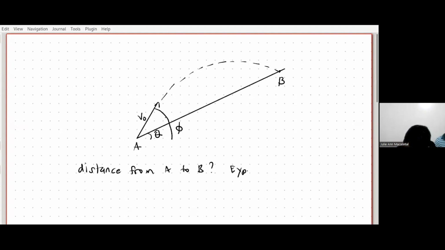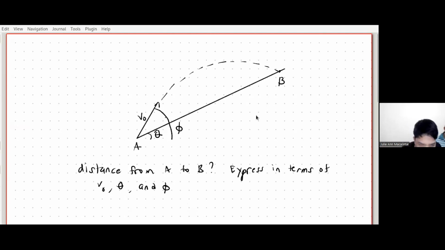Tapos, express in terms of V naught, theta, and phi. Kasi kung masagot natin 'to, special case yung problem. Kaya, screenshot ko lang, no? Para ma-send ko sa'yo. So, distance from A to B, we're given two angles.